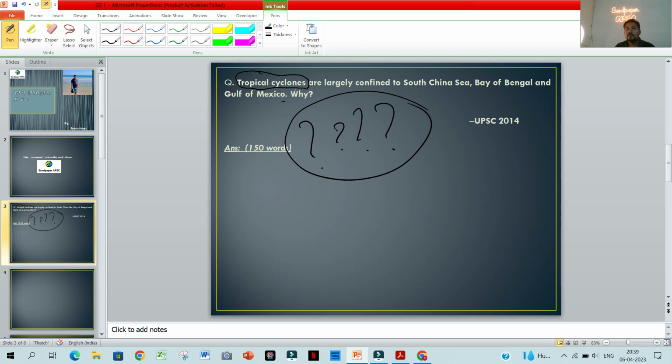So, tropical cyclones are largely confined to the South China Sea, Bay of Bengal and Gulf of Mexico. Why are tropical cyclones largely confined to these three areas? I will give the answer to that.